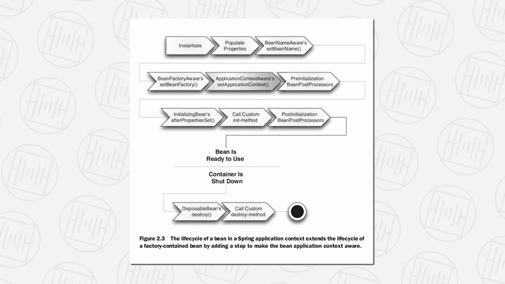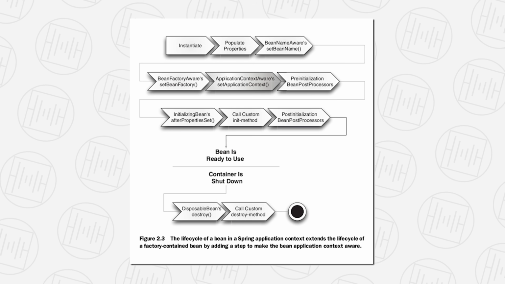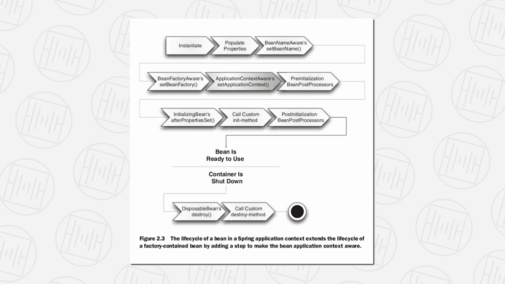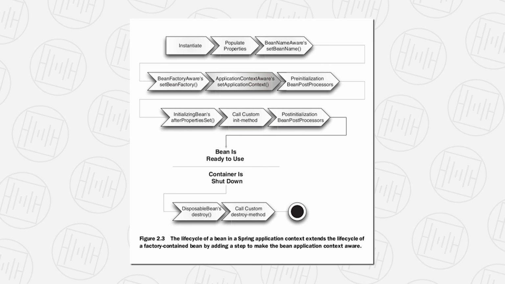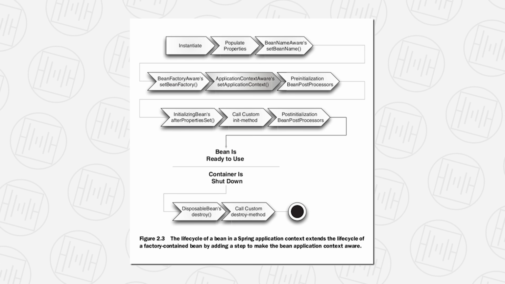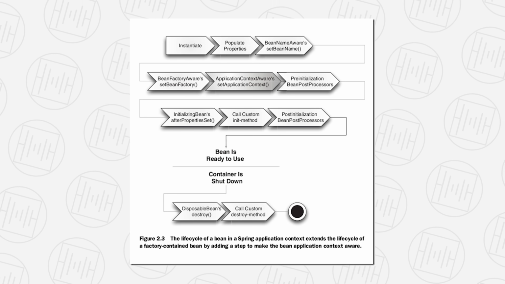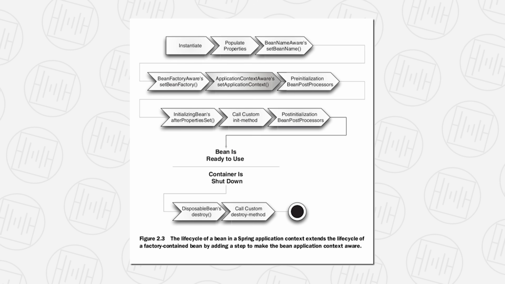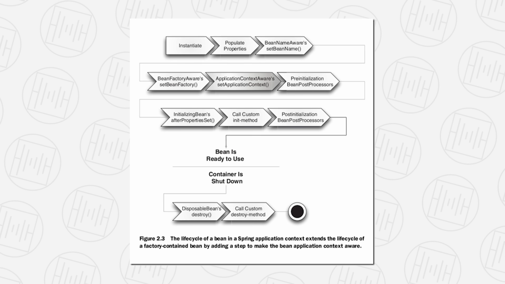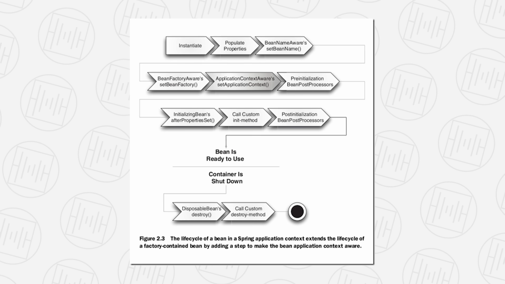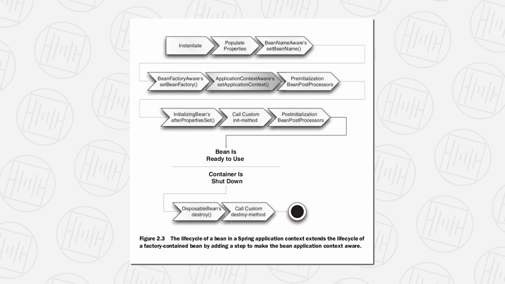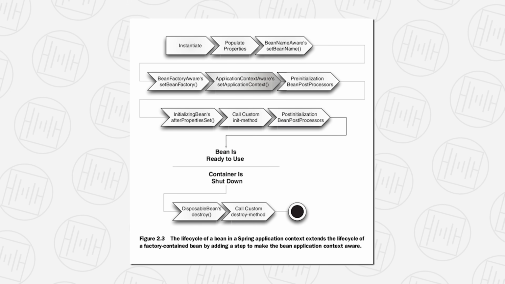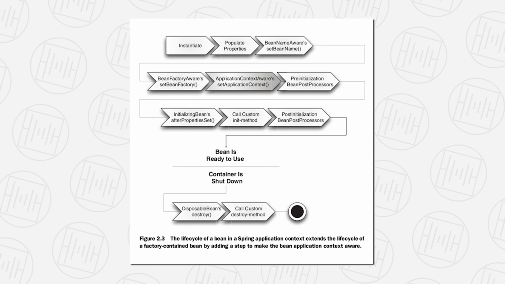There are different aware interfaces. The bean name aware would be executed first, then bean factory aware, then application context aware, then the pre-initialization bean post processor process will happen, and then initializing beans after property set will be executed, and after that, if there are any custom methods, those custom methods will be executed, and after that, the post initialization process will happen, and at that time, the bean will be ready to use.